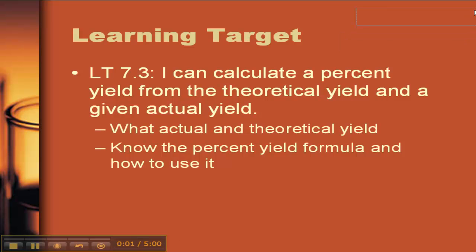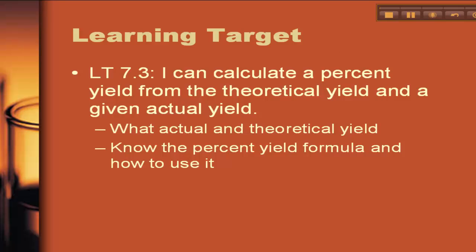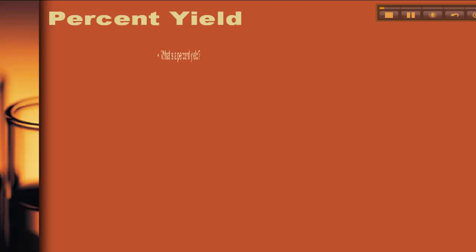Our learning target is: I can calculate a percent yield from theoretical yield and a given actual yield. So you need to know what actual and theoretical yields are, and you need to know the percent yield formula and how to use it. So percent yield, what is it?